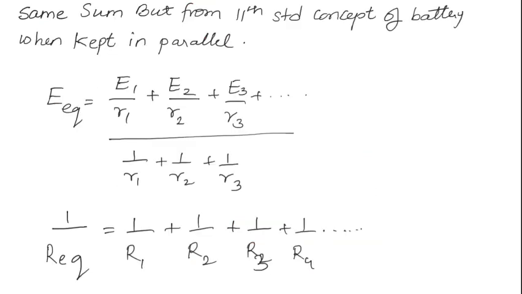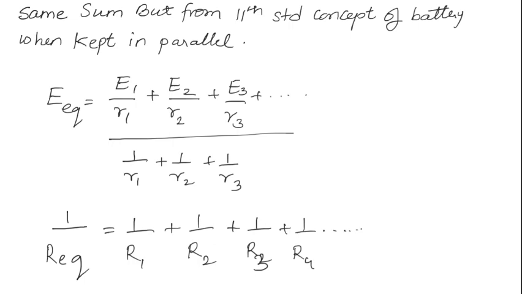Now the same sum can be solved by a different method, which you have already studied in your 11th standard. When cells are connected in parallel, what will be the equivalent value of battery and what will be the equivalent value of internal resistance. So this is the equation. So E equivalent, that is the combined effect of all the batteries when connected in parallel, not in series.